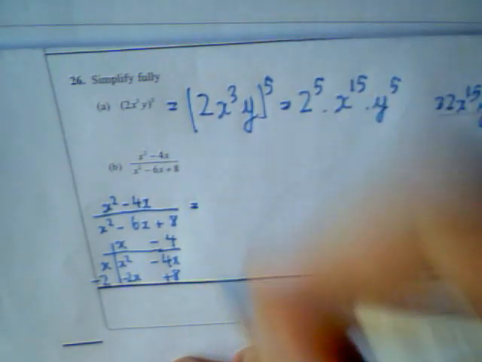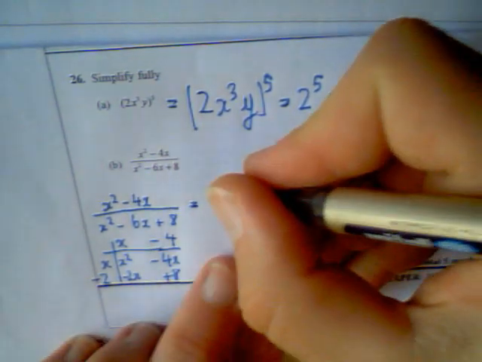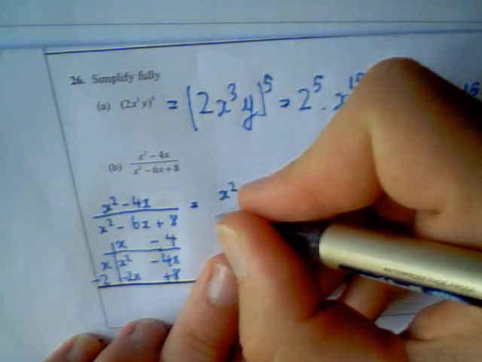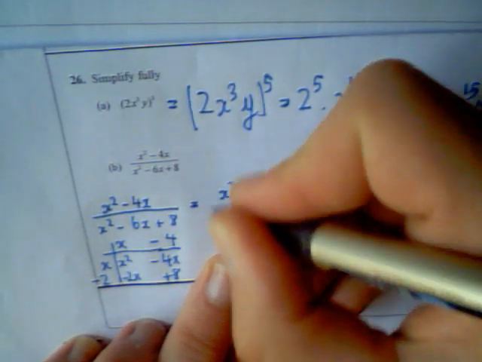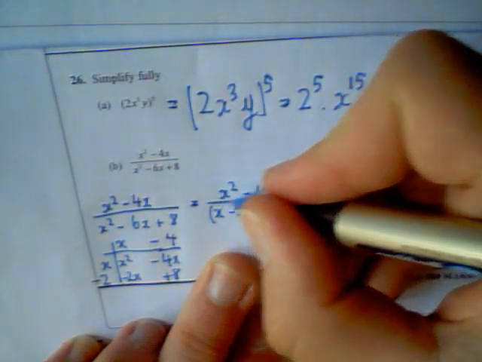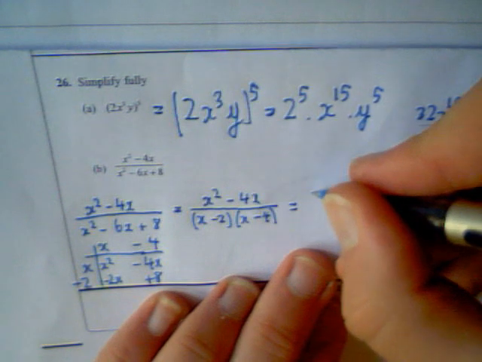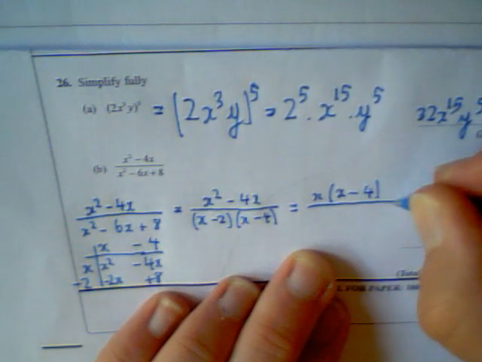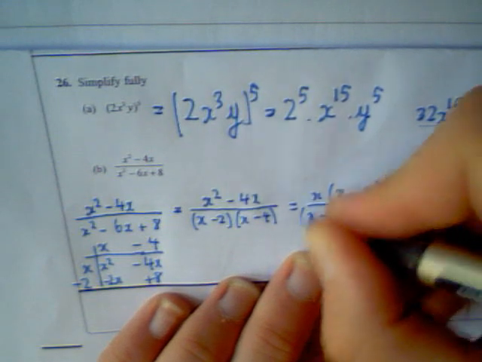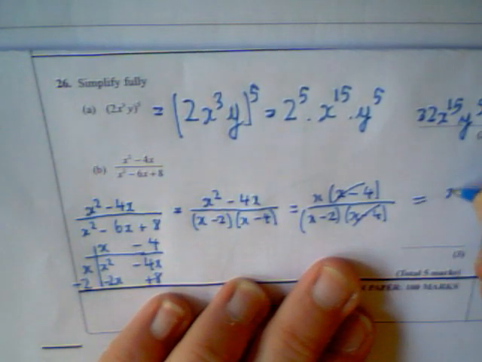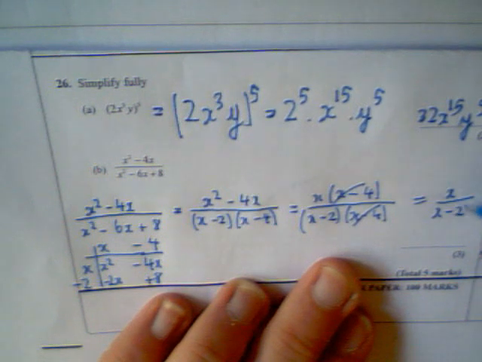So that's the same as x squared minus 4x on top, and then x minus 2, x minus 4 on the bottom. But can you see on the top we can also take out a factor of x? So we get x times x minus 4, over x minus 2 times x minus 4, and so the final answer is x over x minus 2.